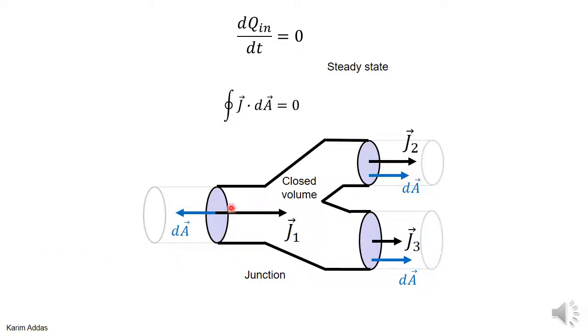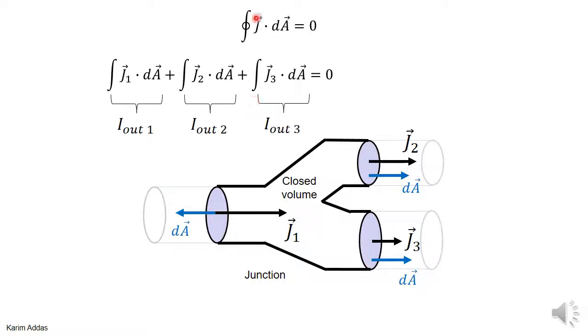A junction is a place where the wire splits into two parts. So if we look at this closed volume, the closed volume consists of this surface plus the wires plus this surface plus all the wires, all this closed volume inside here in this region. If we're in steady state, remember dQ in by dt is zero. The amount of charge inside this volume cannot change with time. That means from the conservation of charge equation that the integration of j dot dA through the closed surface is zero. And remember, when you have a closed surface, the area vectors go from inside to outside. So that's why the dA vectors are the way they're shown here.